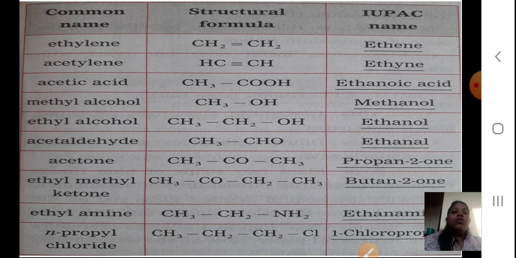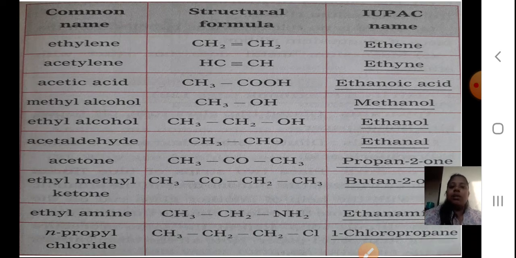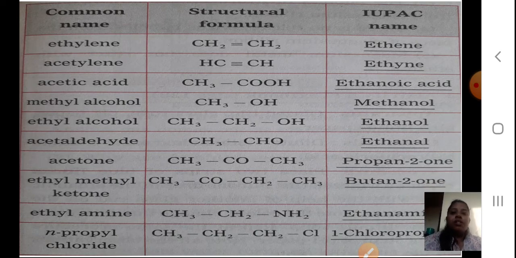Okay, ethylamine, you will write it as ethanamine, and n-propyl chloride, normal propyl chloride, we write it as 1-chloropropane. Okay students, so all these structures you will draw and the IUPAC name you are going to write. I have given you all the IUPAC names. Okay, you will complete this table. Okay students, I hope it is clear to you.